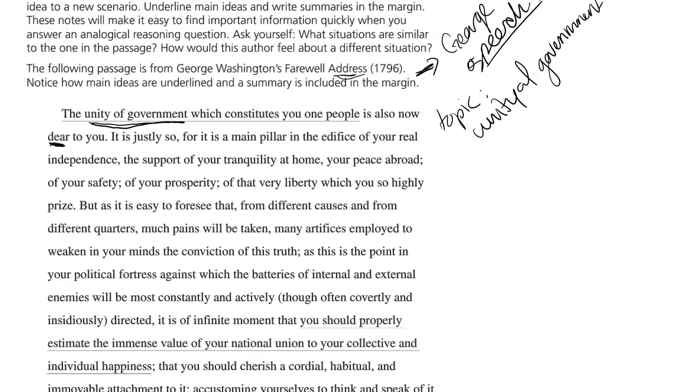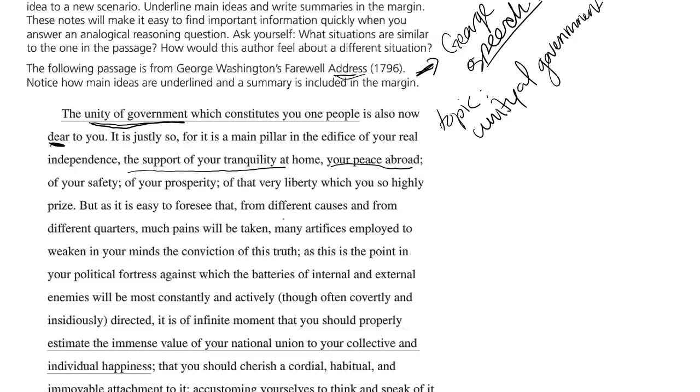It is justly so, for it is a main pillar in the edifice of your real independence, the support of your tranquility at home, your peace abroad. And here are some details where he is supporting this idea of this is what a unified government allows you to experience. Of your safety, of your prosperity, of that very liberty which you so highly prize.